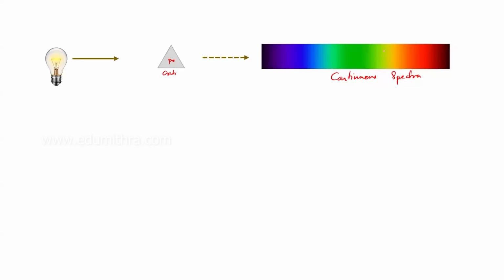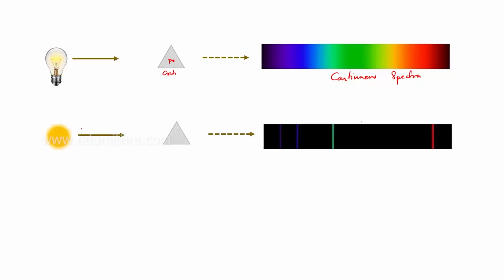Now, if I take a gas, this is not the sun. Actually, I should have used another shape. People think that this is the sun, but this is a hot gas. So we are taking a gas or a vapor of something inside a tube, and we are heating it up using some electricity, so that the gas gets heated and glows. When that gas is glowing, it is emitting light. That light can be fed into a prism again.